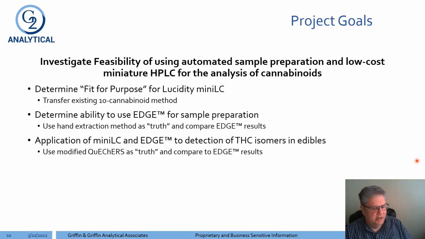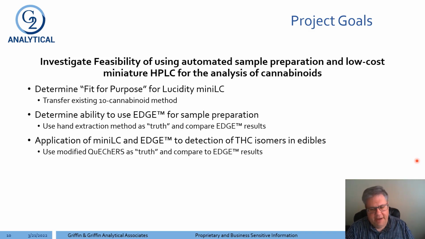So obviously, with our method being pretty robust that we've already worked out, the idea for the mini LC was to transfer the existing 10 cannabinoid method onto it and do some checking to see if all of the figures of merit still hold. For the Edge, we wanted to use our hand extraction method, which I didn't actually tell you about in the previous slide. I'll tell you about it in a second.